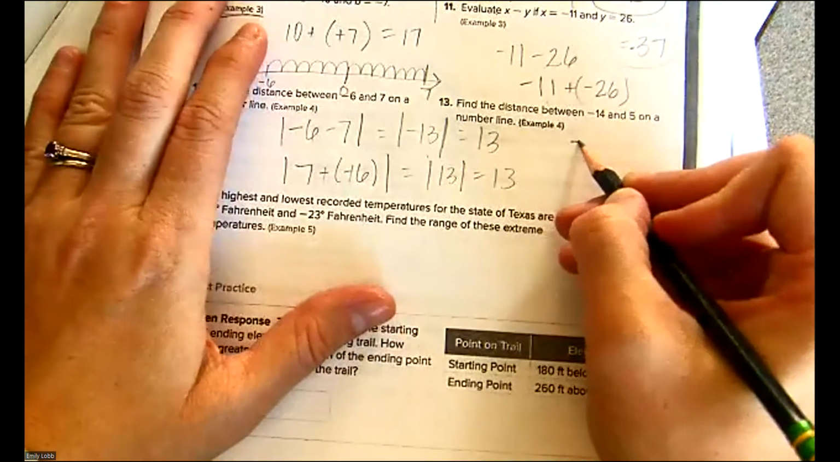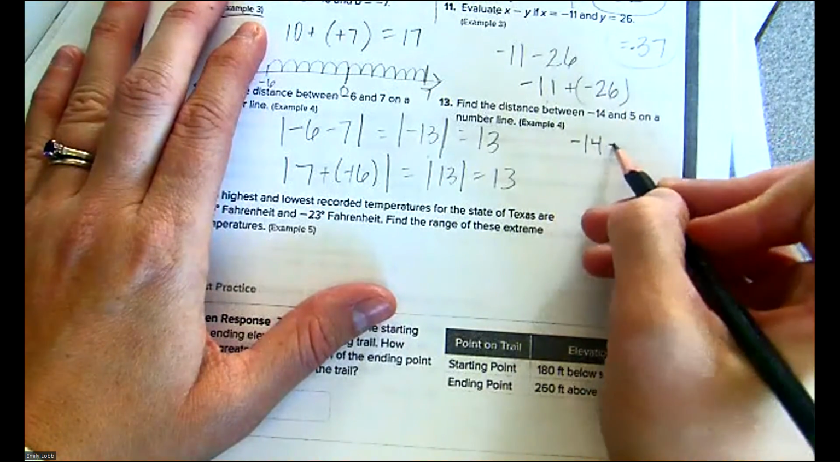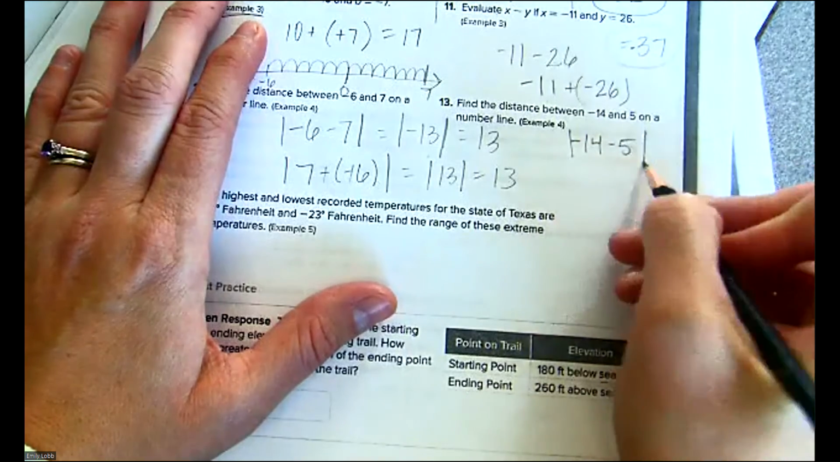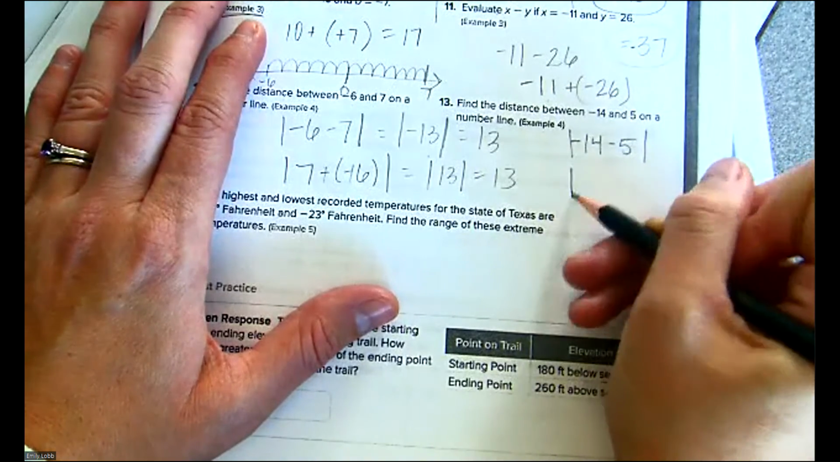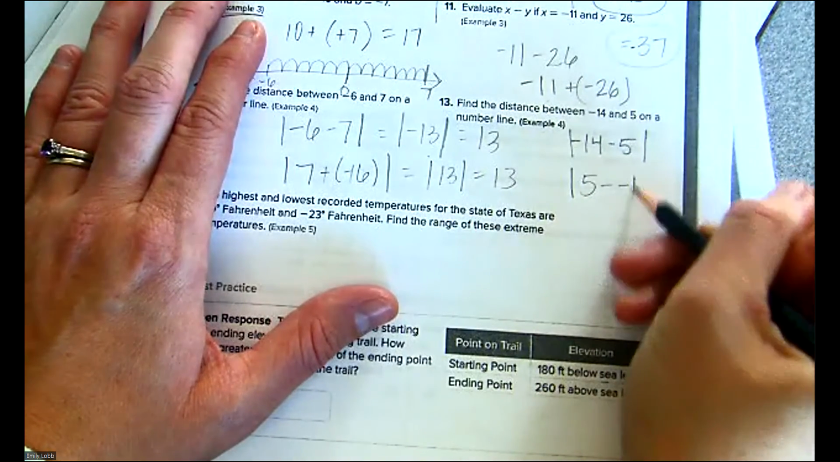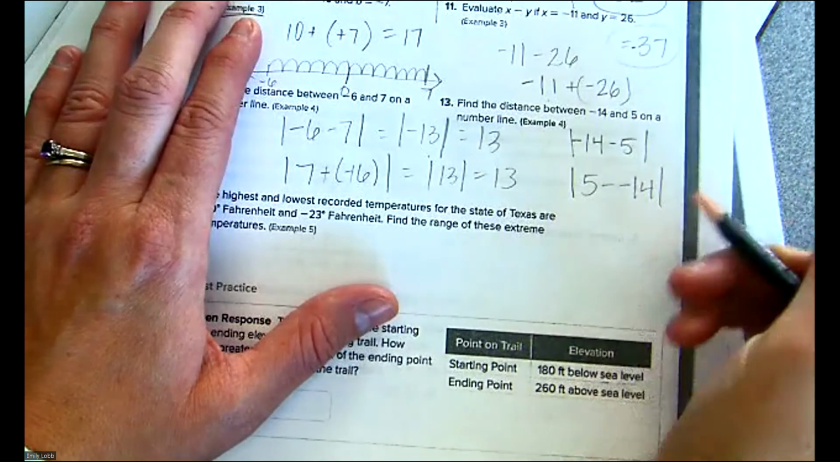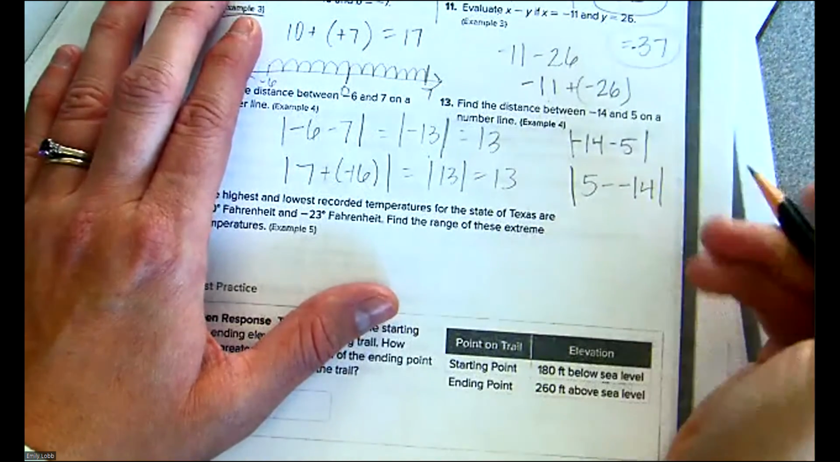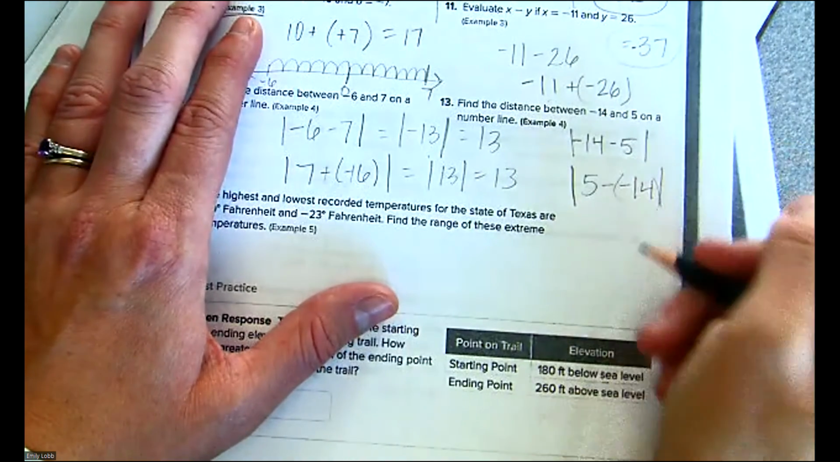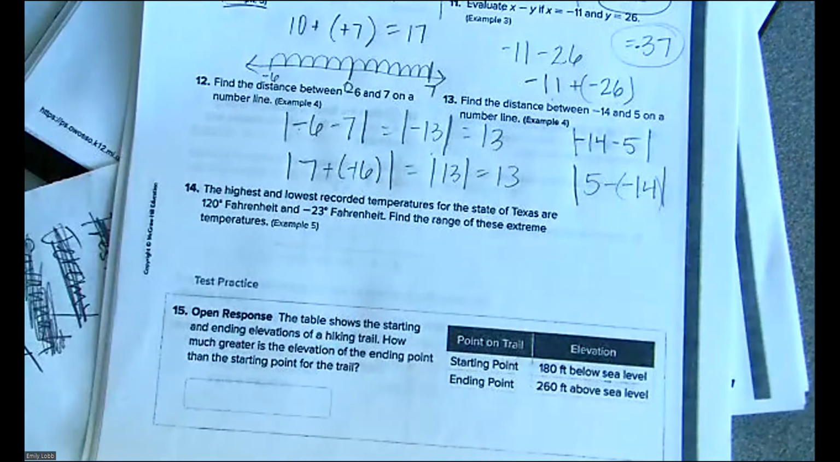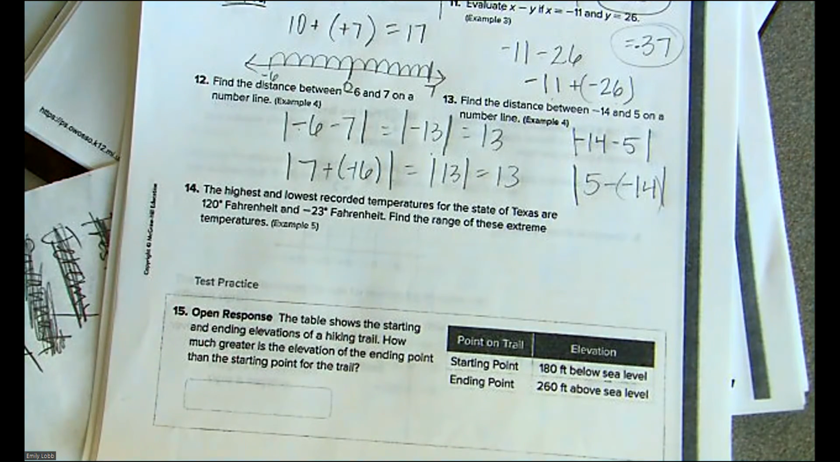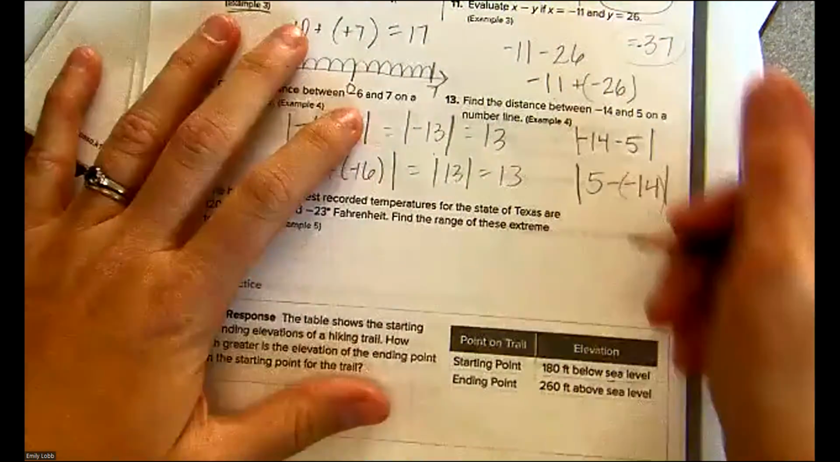So here, you could say negative 14 minus 5, the absolute value of that, or you could say 5 minus a negative 14. Or, again, you could use your number line. So what did you get? I did the number line again and I got my 19. Anybody else? I got 9.